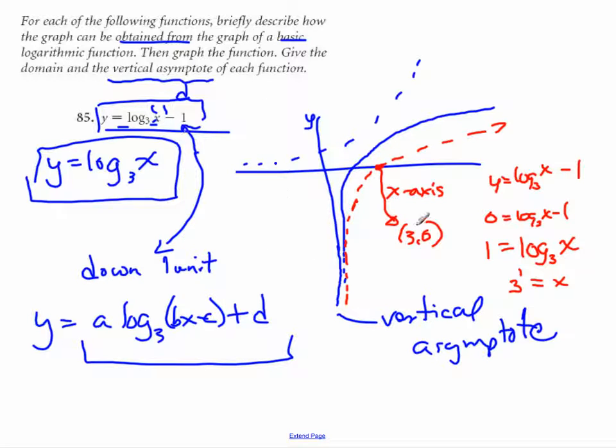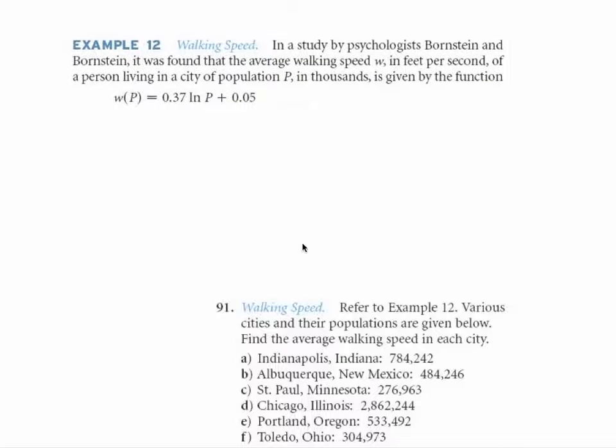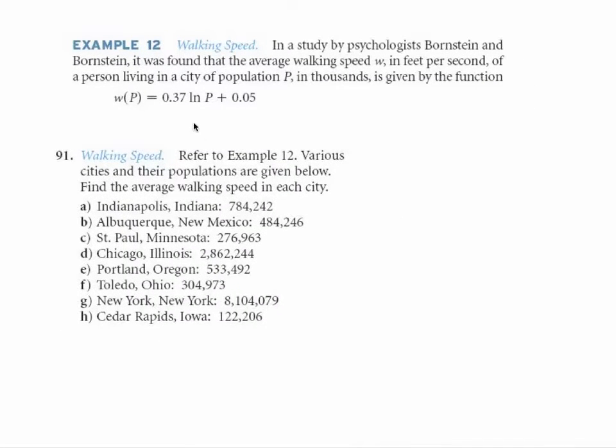Okay, hopefully that gives you an idea of how to graph that and how to recognize at least one of the transformations. Another question had to do with using a logarithmic equation and using that to solve a problem. So here it says average walking speed, so that's W, in feet per second of a person living in a city of population P in thousands is given by this function. So we want to know what the walking speed in each city would be.